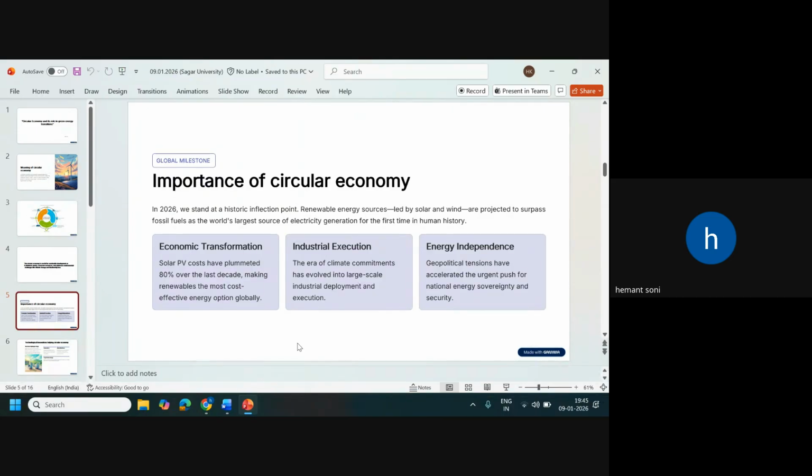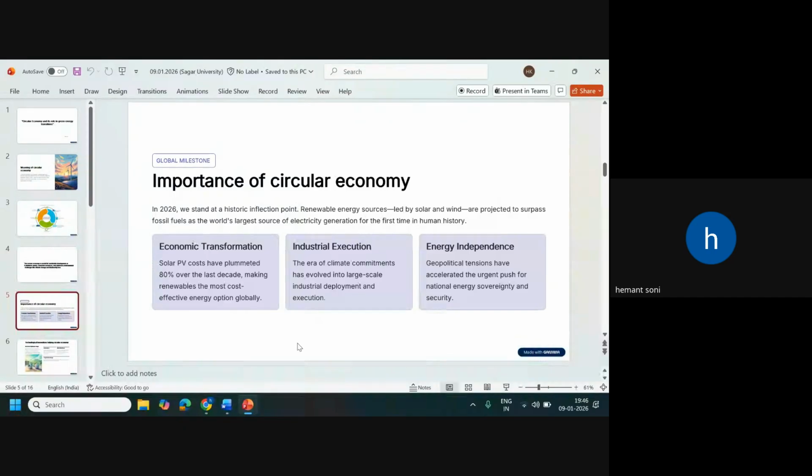So this is like economic transformation, because one of the factors is that solar photovoltaic costs have plummeted, have reduced by around 80% over the last decade, making renewable energy the most cost-effective energy option globally. Secondly, the era of climatic commitments has evolved into large-scale industrial deployment and execution. Now, as you might be aware, almost all the countries are signatories to the Environment Conservation Accords, the COPs, that's called. So being signatories, they have got NDCs, nationally determined contributions, I think. So as per those commitments, all the nations have been mandated to improve the efficiency of their industries and also reduce the pollutants.